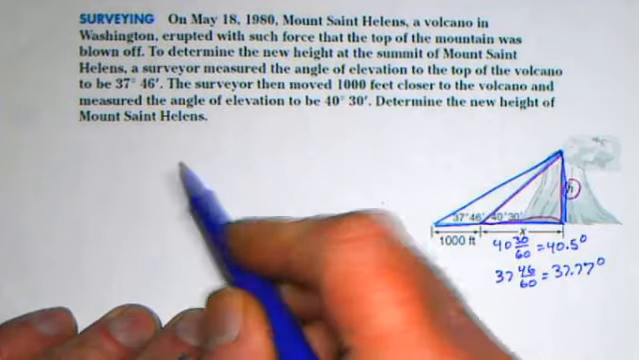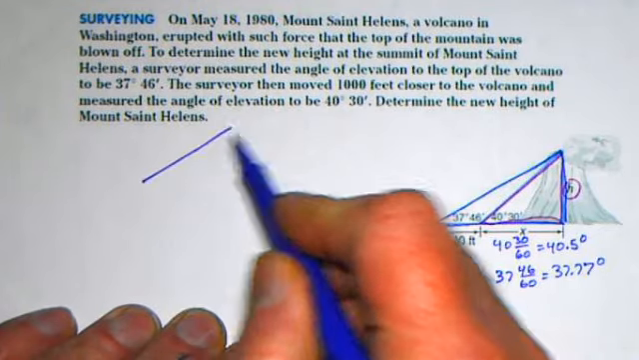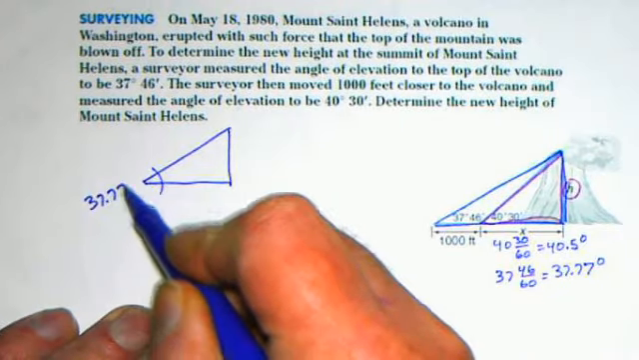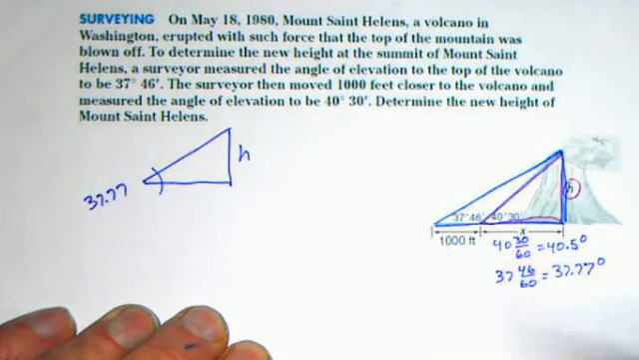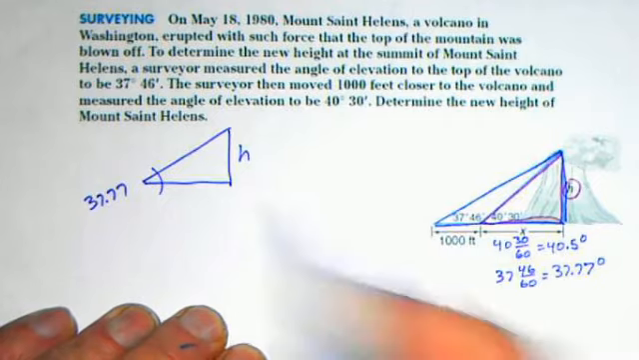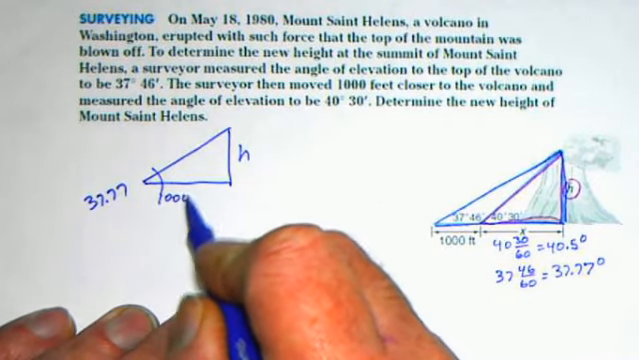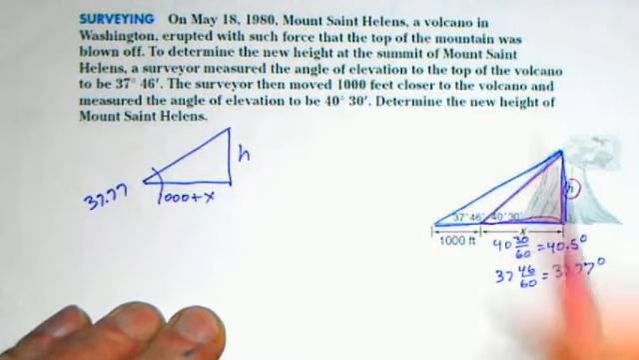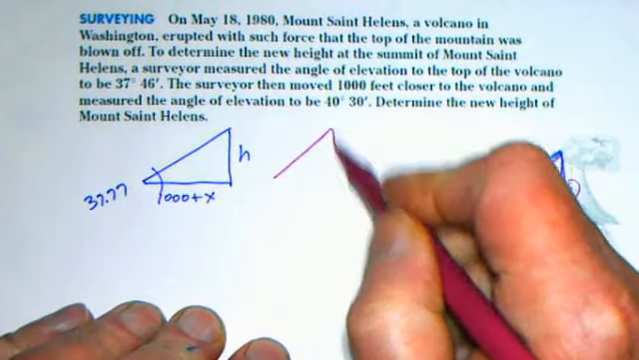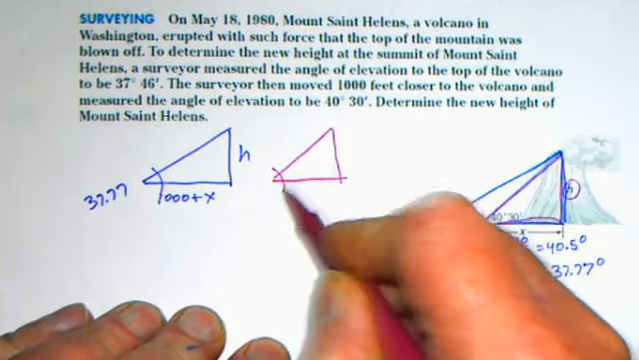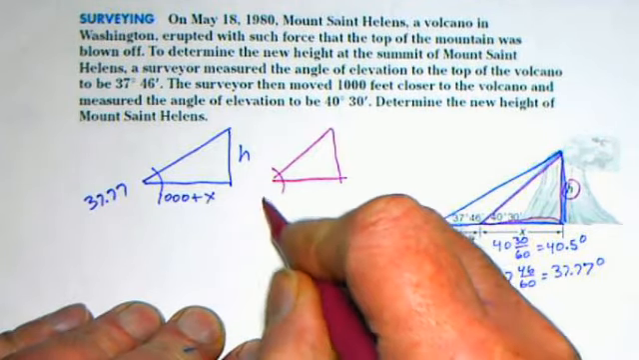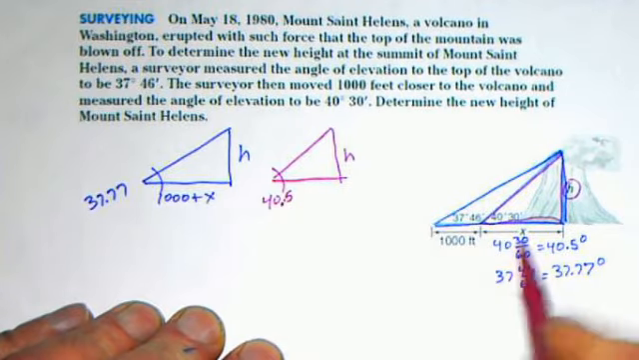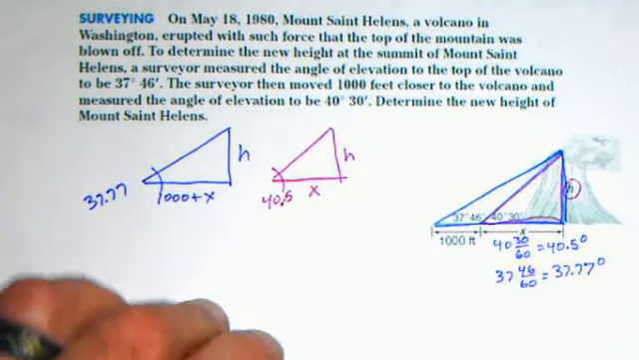Let me draw it out here separately. So this angle is 37.77. h is the opposite side, and this adjacent side is 1,000 plus x. And we might as well draw the other triangle while we're at it. This other triangle has a 40.5 degree angle. This side is h, and this side is x.